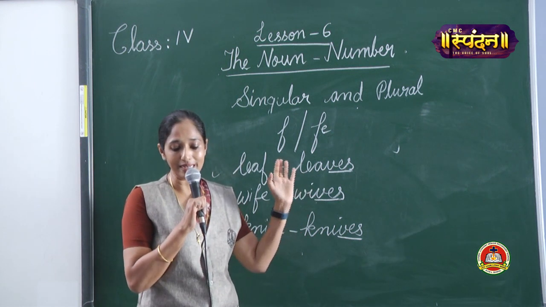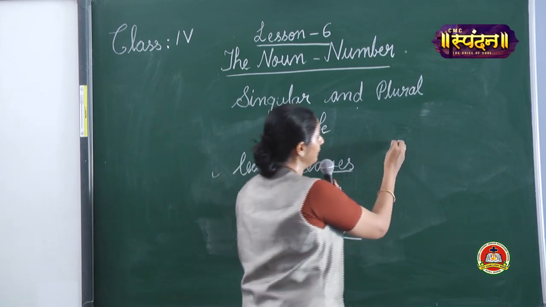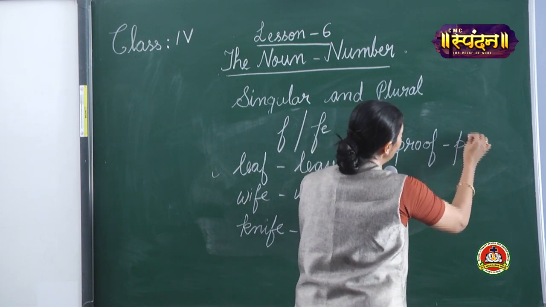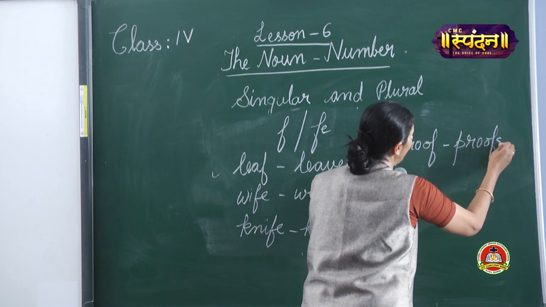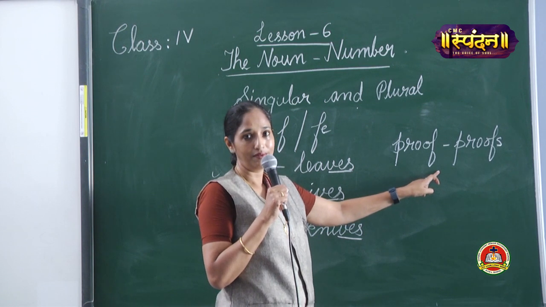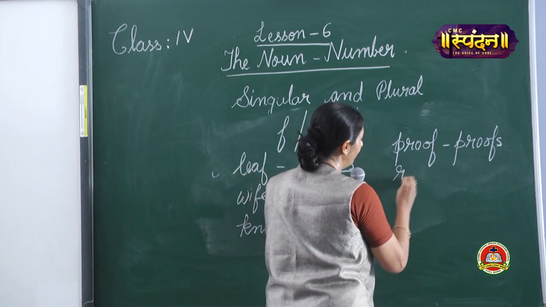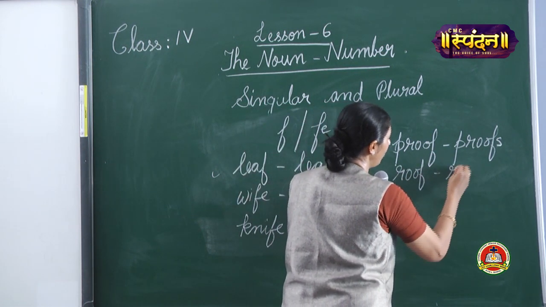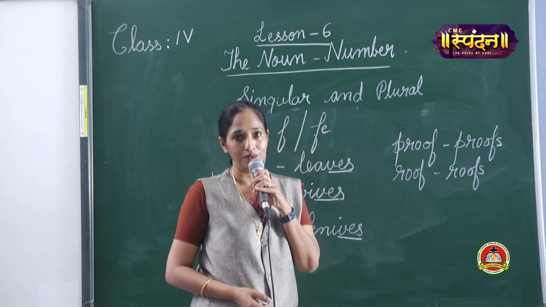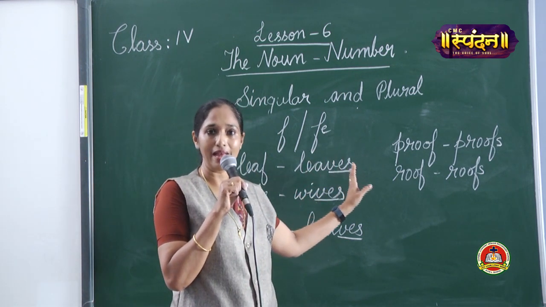So a few words that end in f or fe do not follow the rule. For example, proof, we form the plural by just adding s. We did not remove that f. So that rule is not applicable everywhere. Have a look at another word. Roof, we form the plural by adding s, roofs. So hope you understood this much regarding the topic singular and plural.